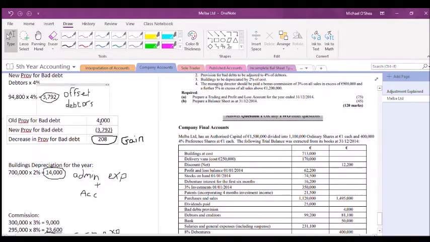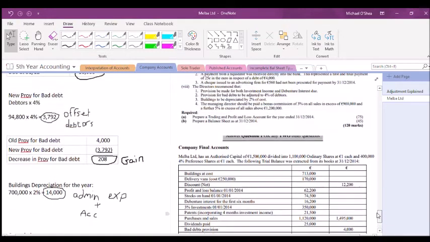Basically, try to think of it like this. We expected to not receive 4,000 from our debtors. We expected to have a bad debt for the year of 4,000, but now we're actually expecting it to be 3,792. So we expected to have greater losses than we think we will have now. So this is a positive.